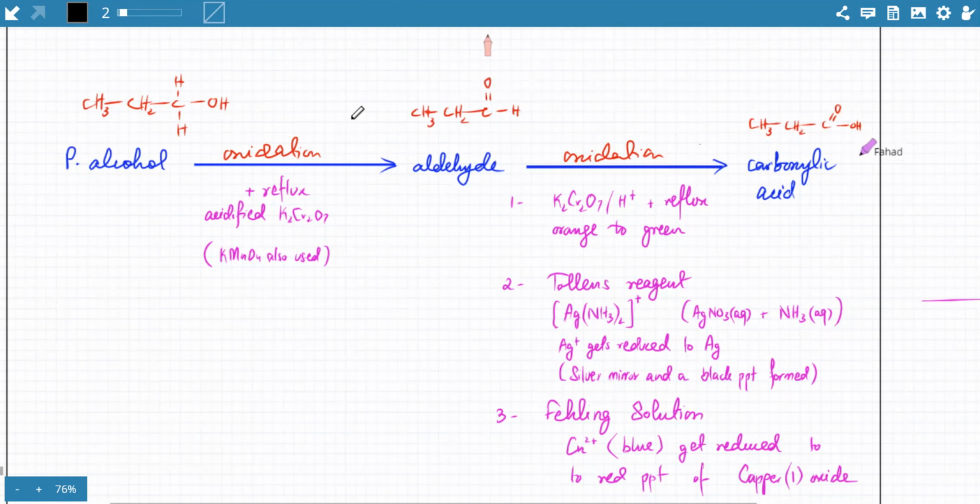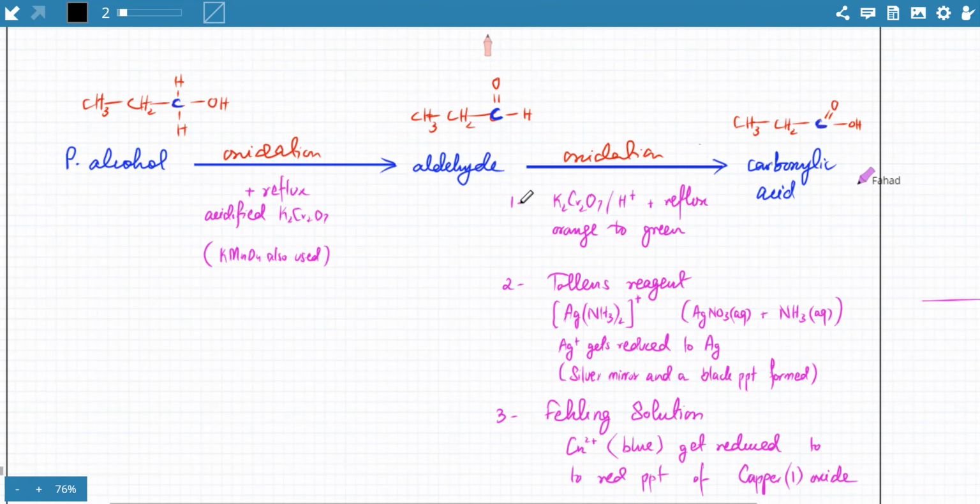Is this clear? Only the alcohol part that I'm highlighting: it first is an alcohol, a primary alcohol. It then changes into an aldehyde, which then further gets oxidized to a carboxylic acid. Minail, Ariba, is this clear? Yes.